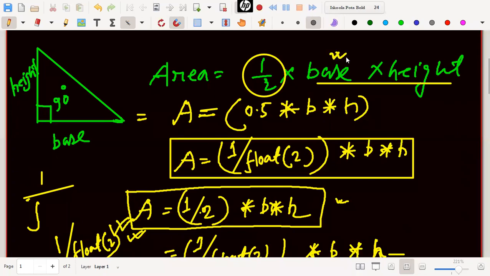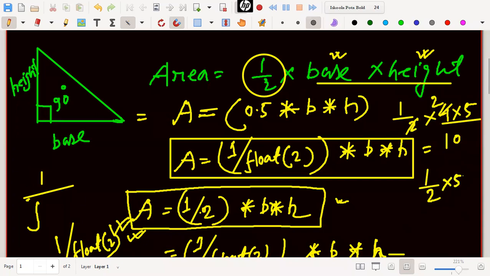What types of variable do we have to declare for every triangle? We have to declare floating type variables, because 1 by 2 into base into height. If we define base as an integer and height as an integer, then the result may be an integer or the result may be a float. For example, half into 4 into 5, then the result will be the integer 10. But if we define the base and height as odd numbers, half into 5 into 5, the result will be 25 divided by 2, so 12.5.